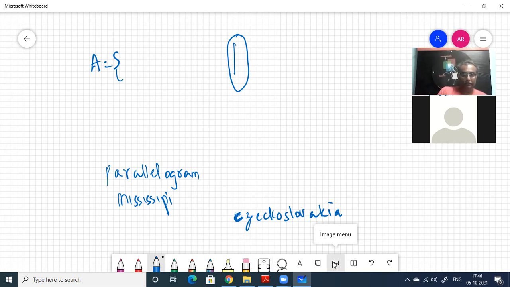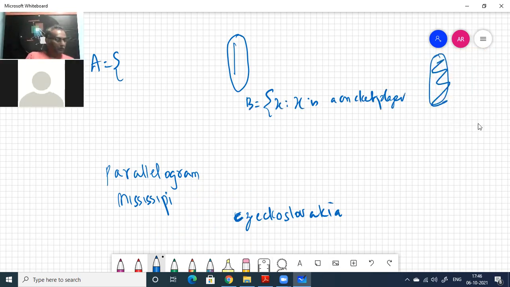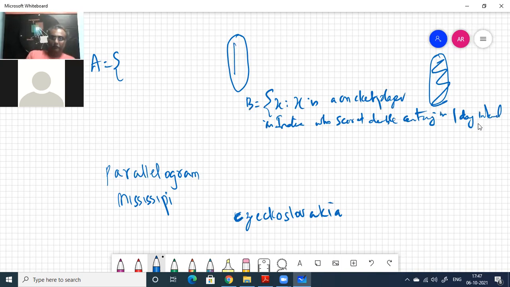So we can say B is the set of X such that X is a cricket player in India who scored double centuries in one-day internationals. Close bracket. Very good. So that is 5.1.